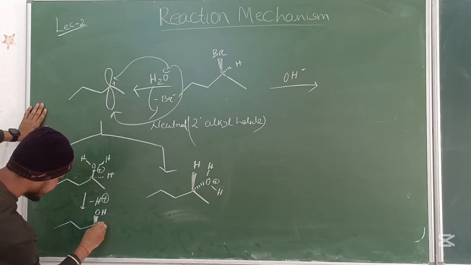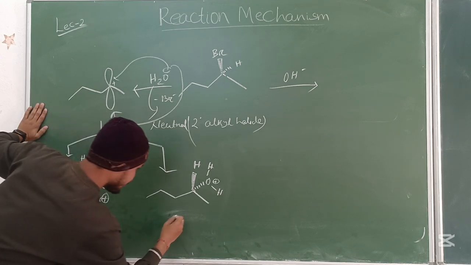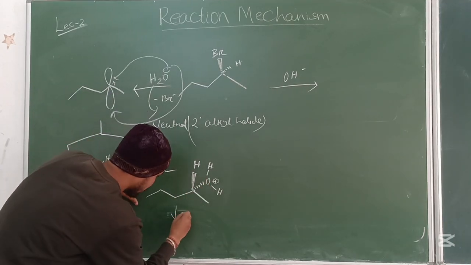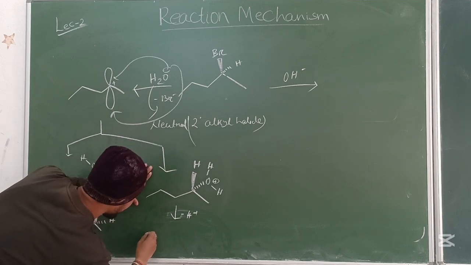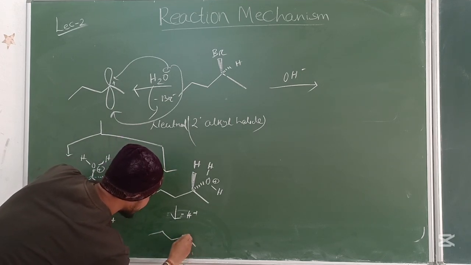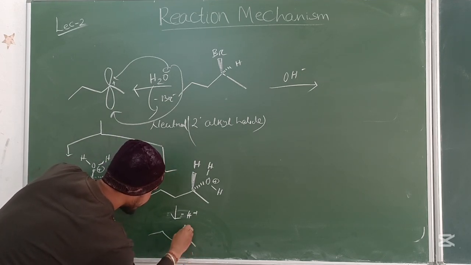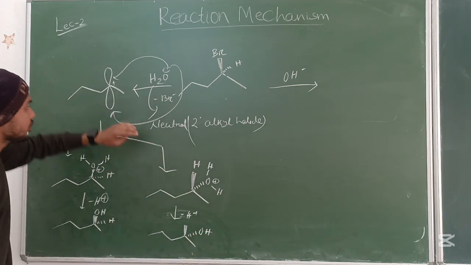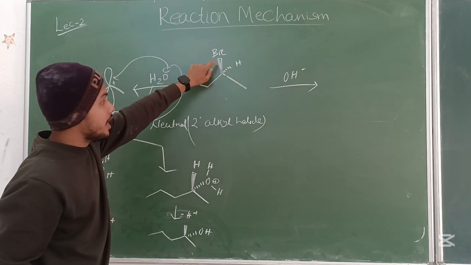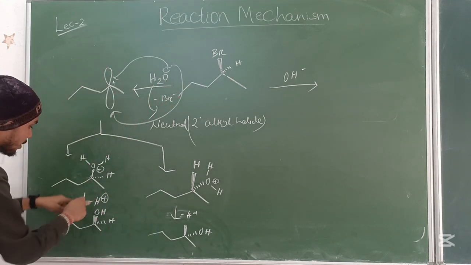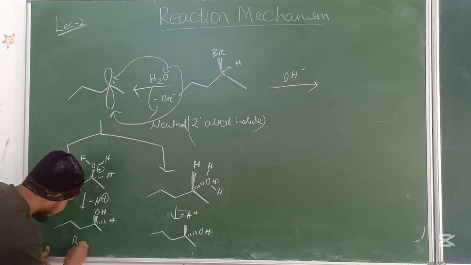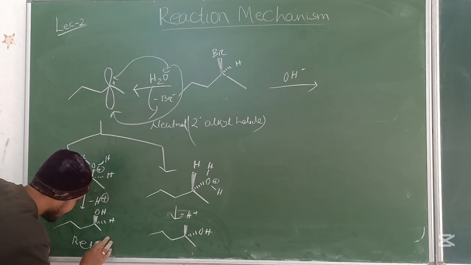OH. So in this step also deprotonation will occur. Here minus H plus. And here will be the oxygen. So you know that here bromine is above the plane. So here the attack of the nucleophile will be above the plane. So it is the retention end product. It is retention.